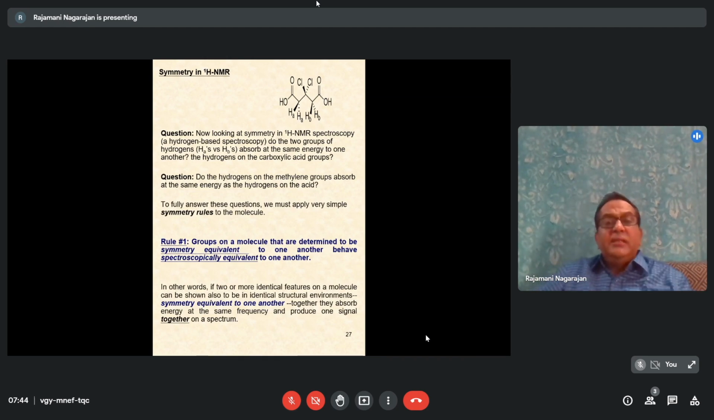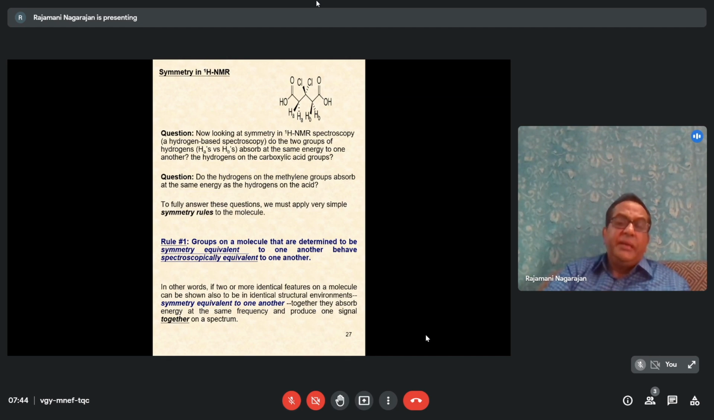To fully answer these questions, we must apply very simple symmetry rules to the molecule. What is rule number one? Groups on a molecule that are determined to be symmetrically equivalent to one another behave spectroscopically equivalent to one another. In other words, if two or more identical features on a molecule can be shown to be in identical structural environments, symmetrically equivalent to one another, then they absorb energy at the same frequency and they produce one signal together in a spectrum.